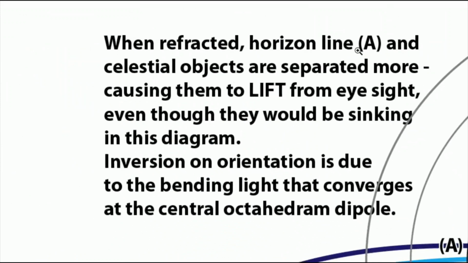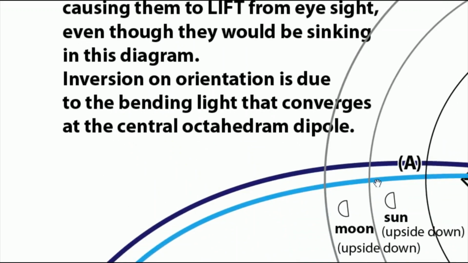When refracted, horizon line A, that's over here, and celestial objects are separated. That's the key word. It separates. The horizon is separated more from the celestial objects when refraction is at play. That's the key word you need to understand there. There's a separation going on, causing them to appear to lift from eyesight. Well, yeah, from your eyesight it appears to lift, even though they would be sinking in this diagram. Well, yeah, it's not really necessarily sinking anywhere. It's just that there's a separation.